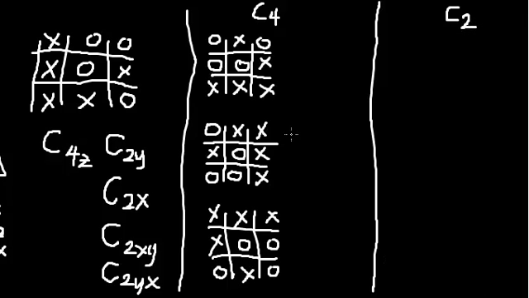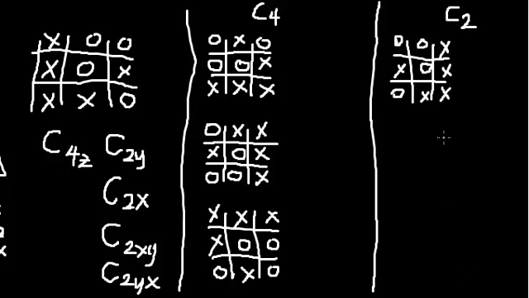Alright, I got 1, 2, 3, 4 for the C4, and now I'll do the C2s. This is for the flipping using the y-axis. This is the flipping using the x-axis. And notice that nothing looks alike.